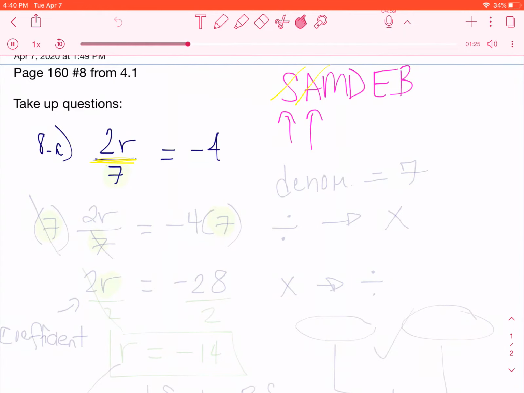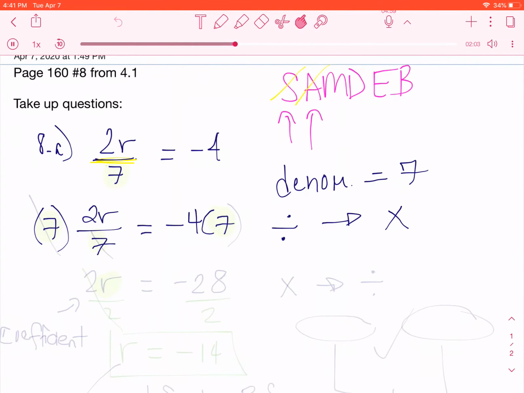Now, what I want to bring attention to is that division sign. That division sign of it being over 7 means that when we have fractions, the easiest way to get rid of the denominator, again, the denominator is the bottom number, means that you should multiply both sides by whatever that denominator is. In this case, our denominator is equal to 7. Now, remember, the opposite of dividing is actually multiplication. So I'm going to take 2r over 7 and multiply it by my denominator, which is 7. And I'm going to do the same thing to the right side.